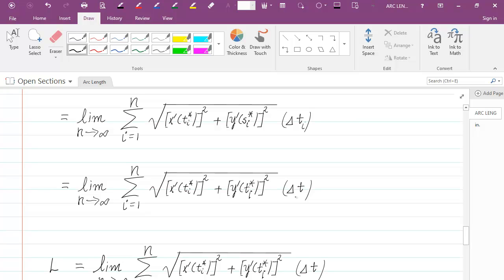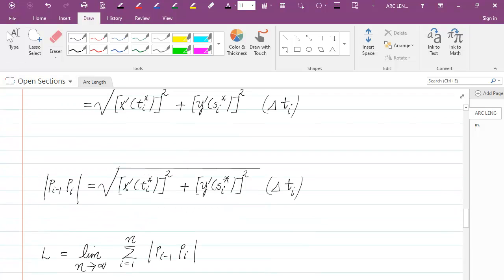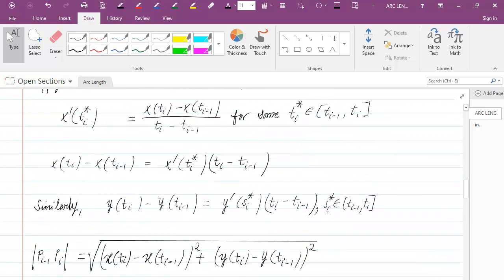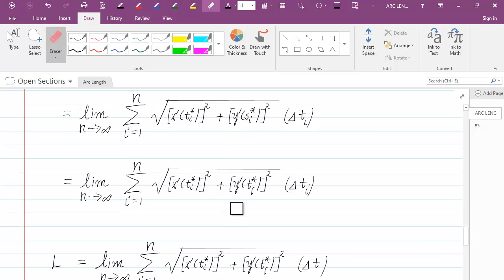here. Now notice that the only difference we have here is that I am replacing the s_i star by t_i star. See, when n goes to infinity, the interval from t_{i-1} to t_i is so tiny. Recall that t_i star and s_i star are in this interval. So when n is big, when you pick a lot of points on the curve, these intervals are so tiny that t_i star and s_i star would be almost the same. So in the limit, I can say these two are the same.